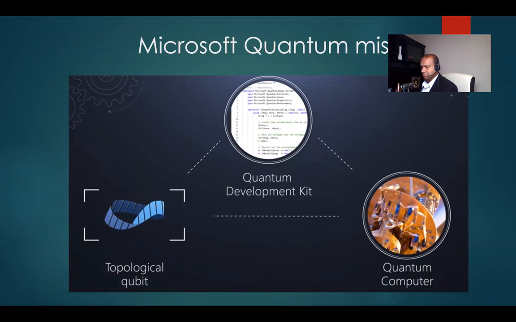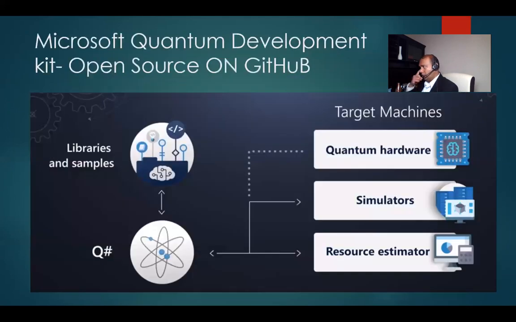These are the technological qubits that are available for this quantum computer. You can take the target machines, the open source on GitHub, and just say quantum hardware if you want to use quantum hardware, or you can run simulations. And they have a new language called Q Sharp for quantum coding, and there are libraries and examples.